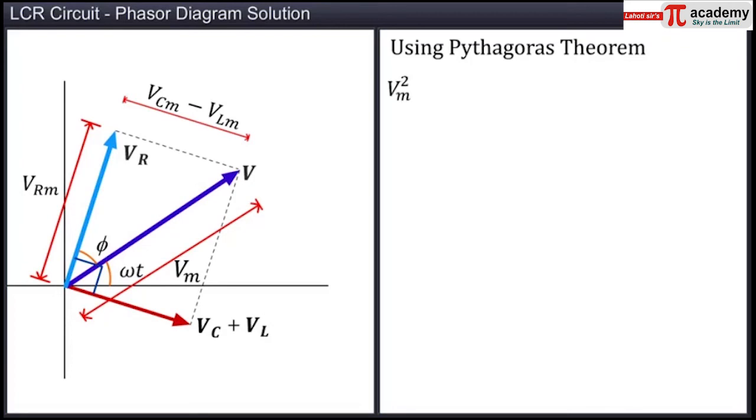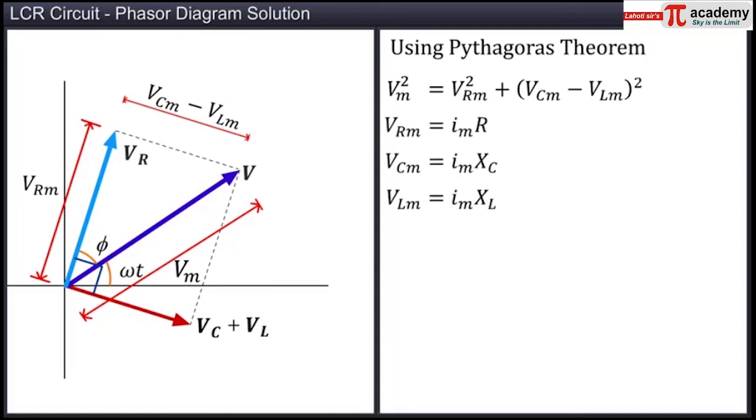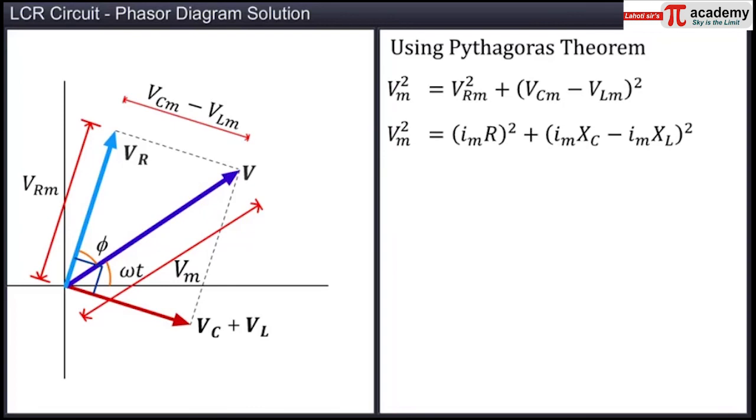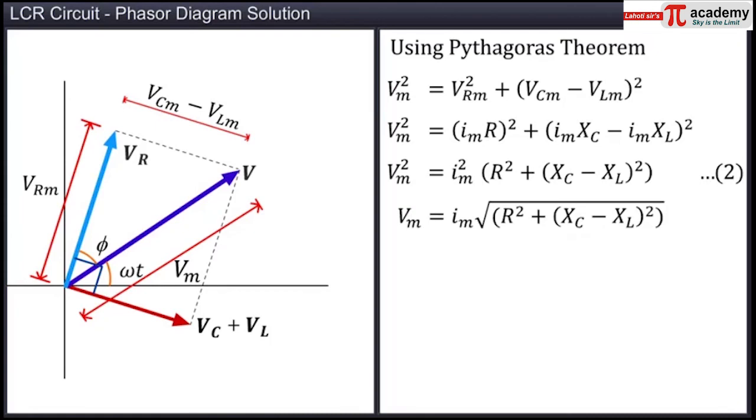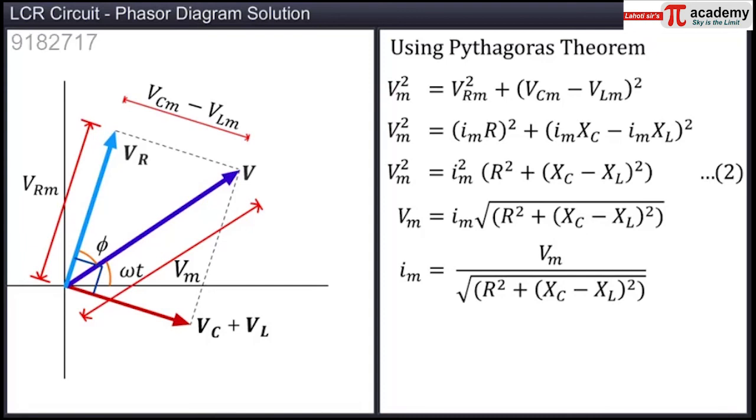Substituting the values, we see that Vm square is equal to Vrm square plus (Vcm minus Vlm) square. Using the values of Vrm, Vcm and Vlm, we get Vm square is equal to (Im R) square plus (Im Xc minus Im XL) square. Vm square is equal to Im square into (R square plus (Xc minus XL) square). Let this be equation 2. Or we have Vm equal to Im into under root of R square plus (Xc minus XL) square. Now, we have Im equal to Vm by under root of R square plus (Xc minus XL) square, which is equal to Vm by Z. Let this be equation 3.